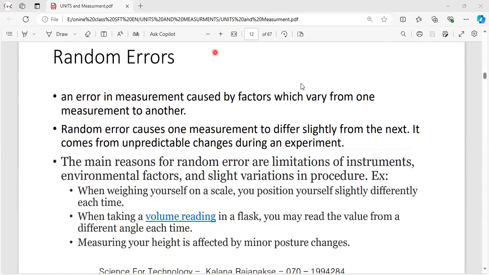When it comes to the random errors, it is an error in measurement caused by factors which vary from one measurement to another, right? For example, let's say I am measuring the distance of this box. If I want to measure the length of the box, from here to here, right?